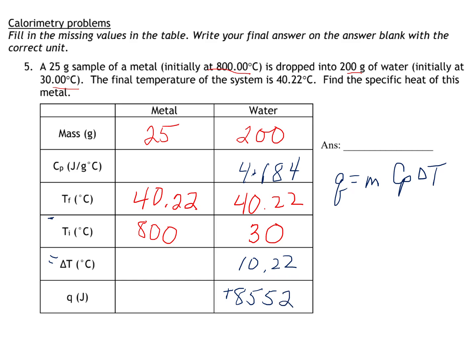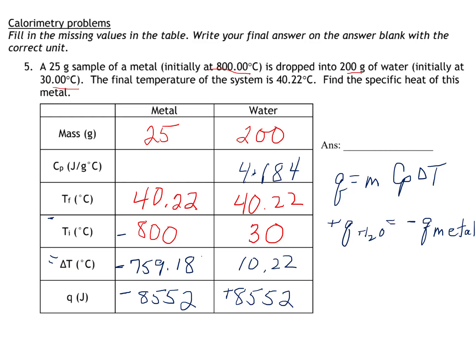Now remember, the heat added to the water is going to be equal to the heat lost by the metal, or the heat subtracted from the metal. So that means that the Q for the metal is going to be negative 8,552. So our delta T is final minus initial. This always bothers people because they're like, well, then I'm going to get a really negative number. That's okay. The metal cooled off by quite a bit. It is negative 759.18 degrees C.